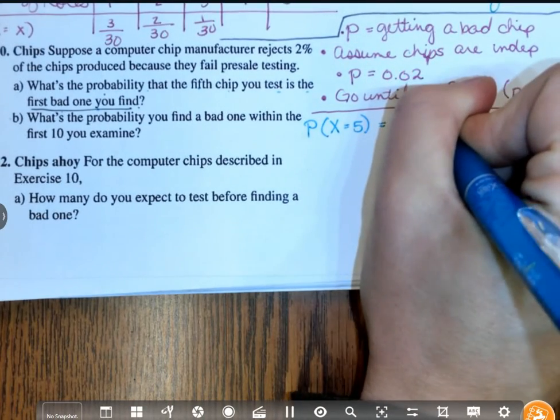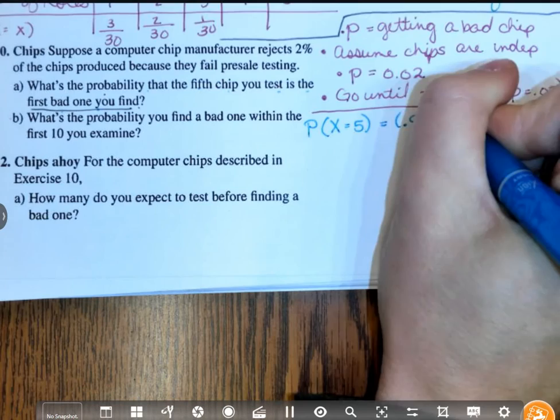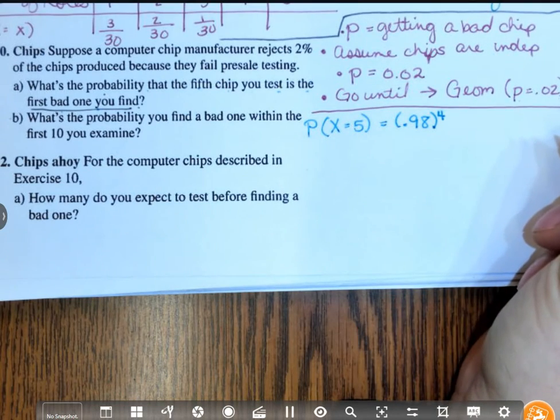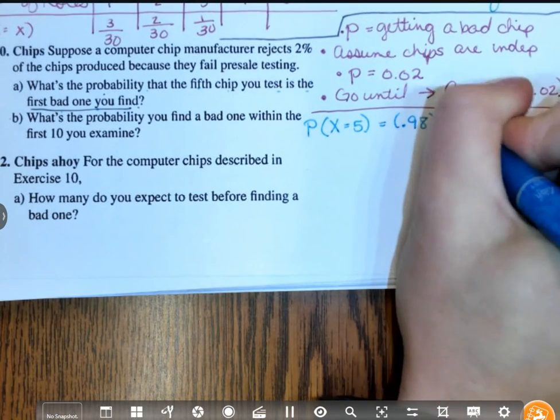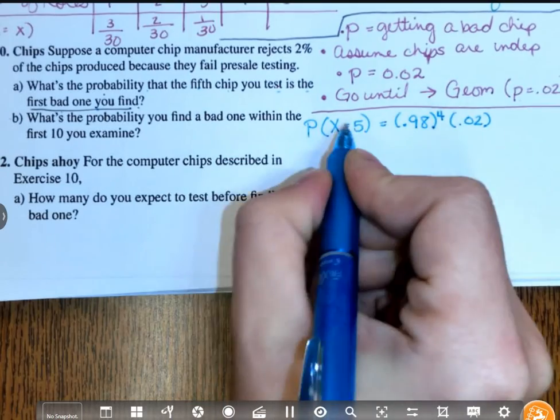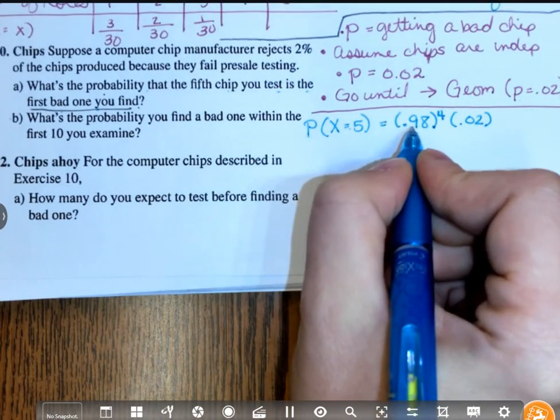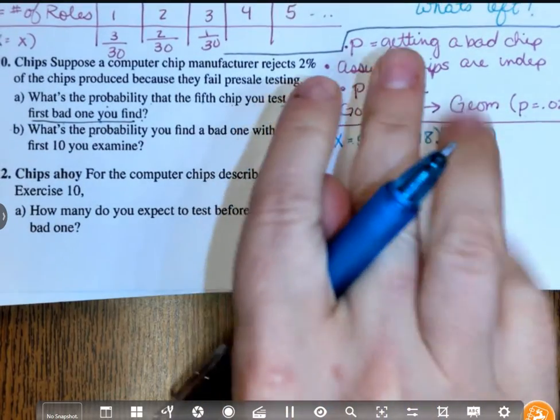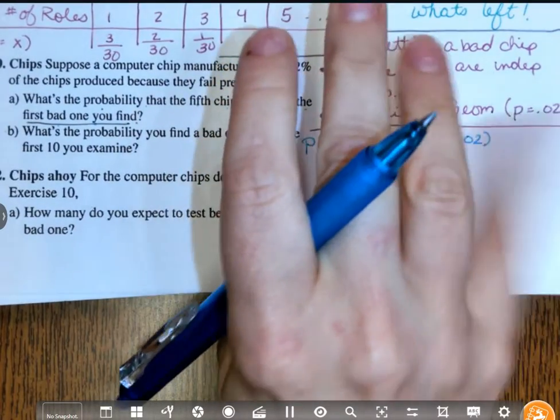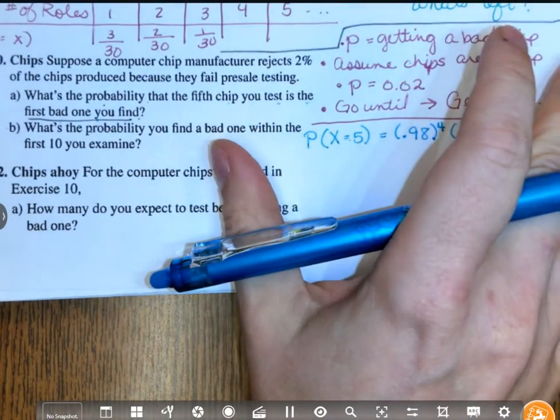0.98 to the 4th, good, times 0.02. This little guy is the 5 minus 1, because I failed that. I went, good chip, good chip, good chip, good chip, bad chip.